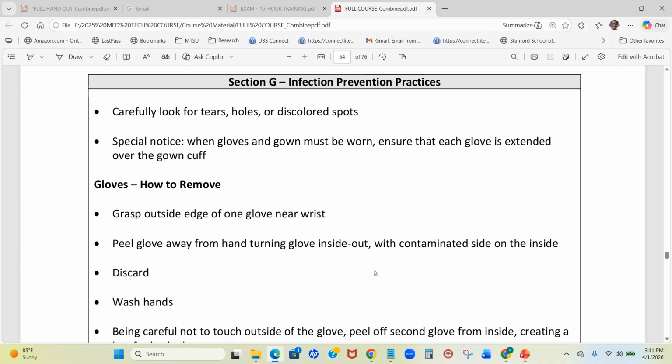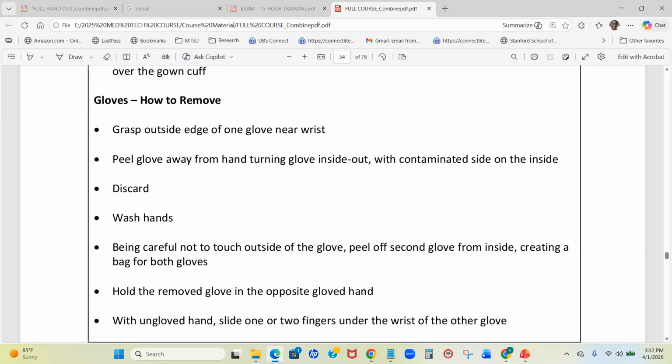When gloves and gown must be worn, ensure that each glove is extended over the gown cuff. Okay, you have to ensure that. So I will demonstrate that for you to see when you come on. We will put on the personal protective equipment, the PPEs, and then you show me how you put it over. And then we will also demonstrate how to remove the gloves, grasping the outside.